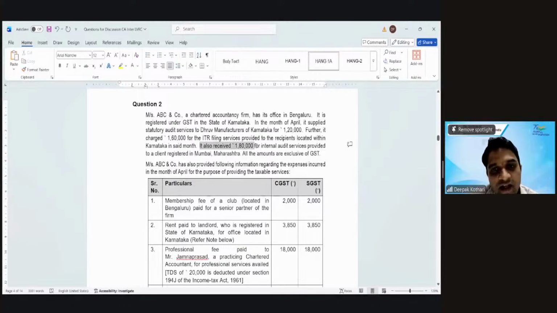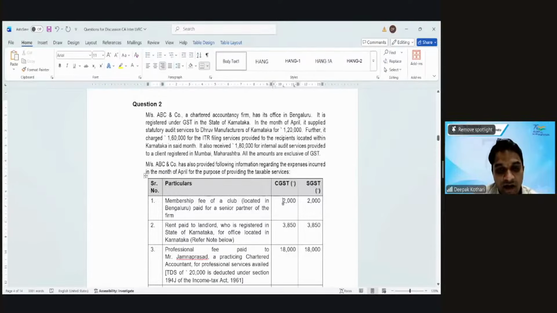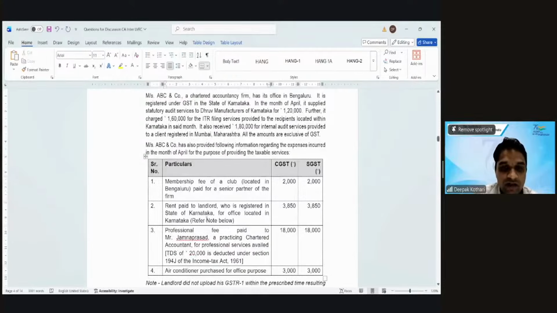It also received 1,80,000 for internal audit services provided to a client registered in Mumbai. All the amounts are exclusive of GST. Now, Messrs. ABC and Company has also provided the following information regarding the expenses incurred in the month of April for the purpose of providing taxable services. It has membership fees of a club paid for a senior partner of the firm, rent paid to the landlord who is registered in the state of Karnataka for office located in Karnataka.